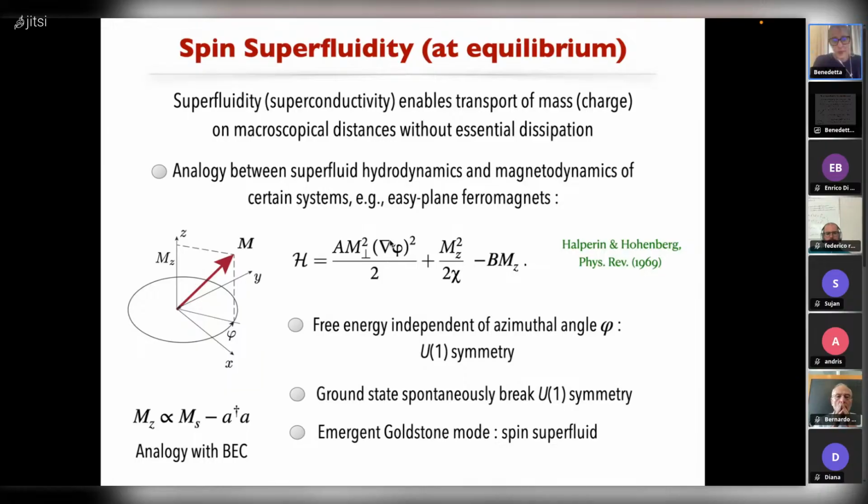And now, because of the easy plane, the magnetization will tilt, right? And when it tilts, it has to tilt at a certain angle phi. But the energy does not depend on that angle, and this is obviously symptomatic of the fact that you have one symmetry in the system and you're spontaneously breaking it with your ground state. So you will have an emergent Goldstone mode, and that's exactly the spin superfluid.